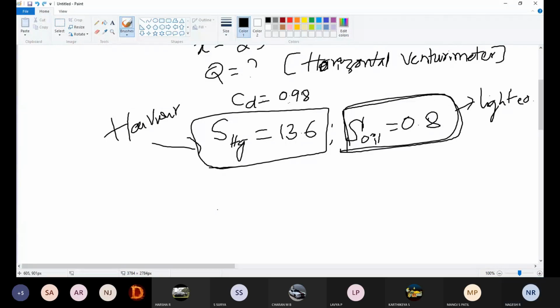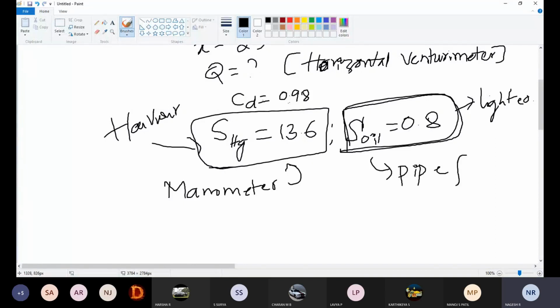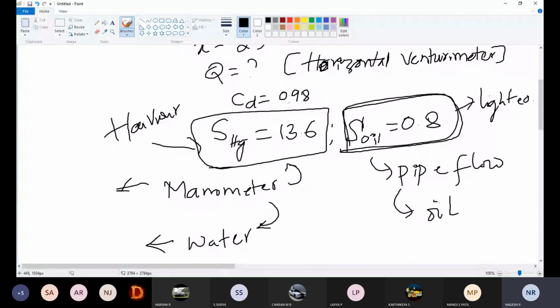Now, manometer, we have this one. And in pipe flow we have this one. Suppose in the manometer, if I consider water, and in the pipe flow, if I consider oil only. So here which formula should I consider, and here which formula should I consider?